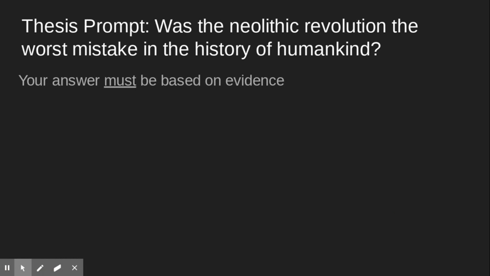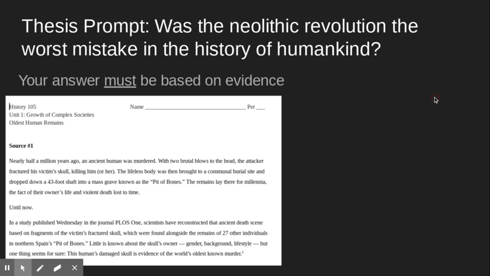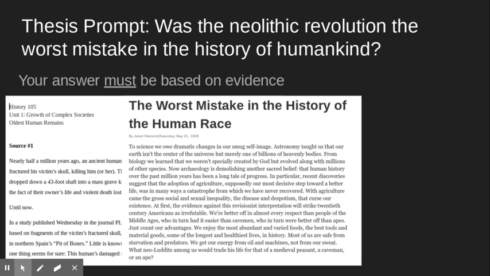All right, so for your evidence, we have several things that we've been looking at. Our most recent one is this set of readings on the oldest human remains. And remember, this talks about a pit of bones, it talks about murder, it talks about warfare, it talks about Kennewick Man. Analyze it, figure out what is strong evidence to answer this question, was the Neolithic Revolution the worst mistake in the history of humankind? And pull that out, highlight it, see how you could use it in an argument.